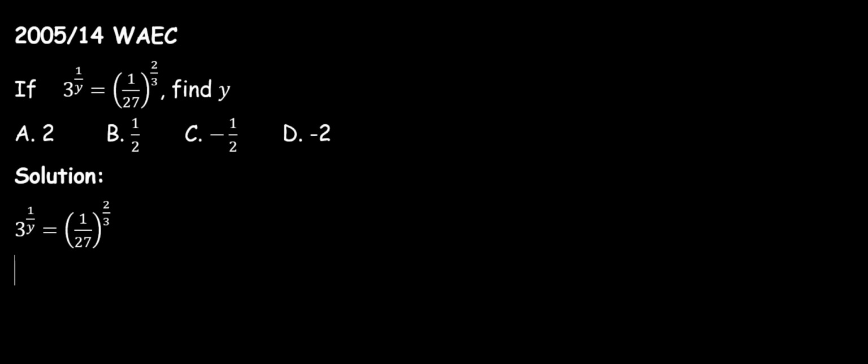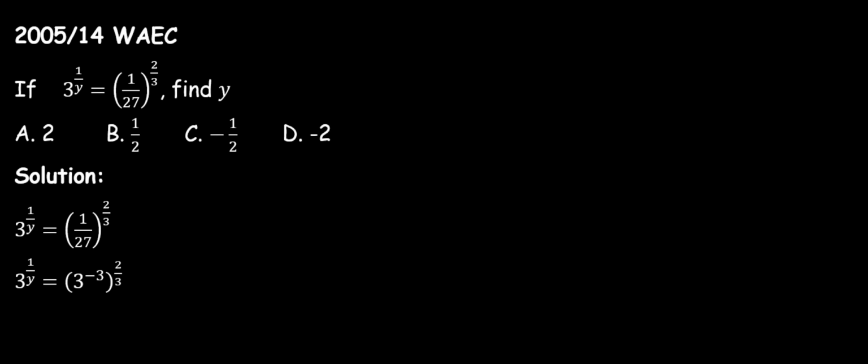What we seek to do is express the right hand side in 3 and its powers to align with the left hand side. And that will give us 3 raised to the power 1 over y equals bracket open 3 raised to the power minus 3. Then we close the bracket and bring our power that was there before, 2 over 3. Now, we will seek to do the operation properly.